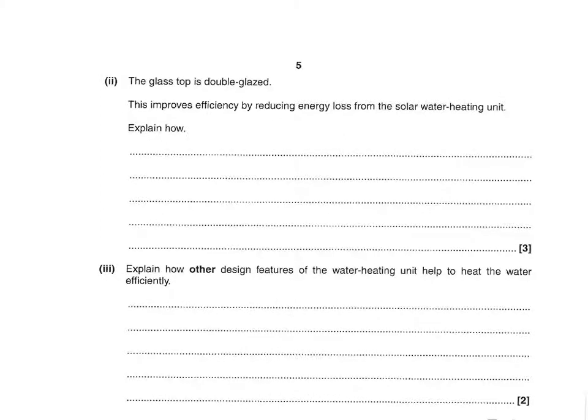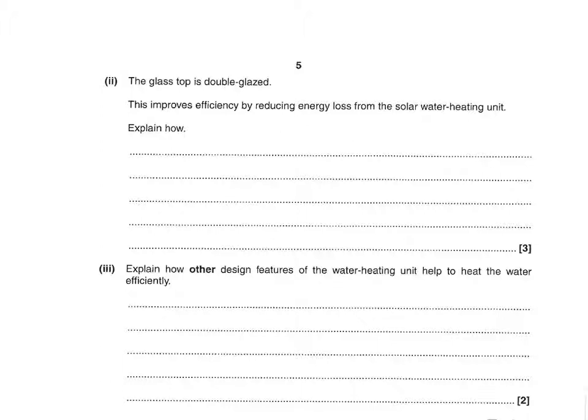Next question. The glass top is double glazed. This improves efficiency by reducing energy loss from the solar water heating unit. Explain how. So there's 3 marks here. So first thing you could say is that air is trapped, and that prevents conduction. So 1 mark for saying air is trapped, and that the air or the gap or the vacuum or the glass reduces or prevents conduction.